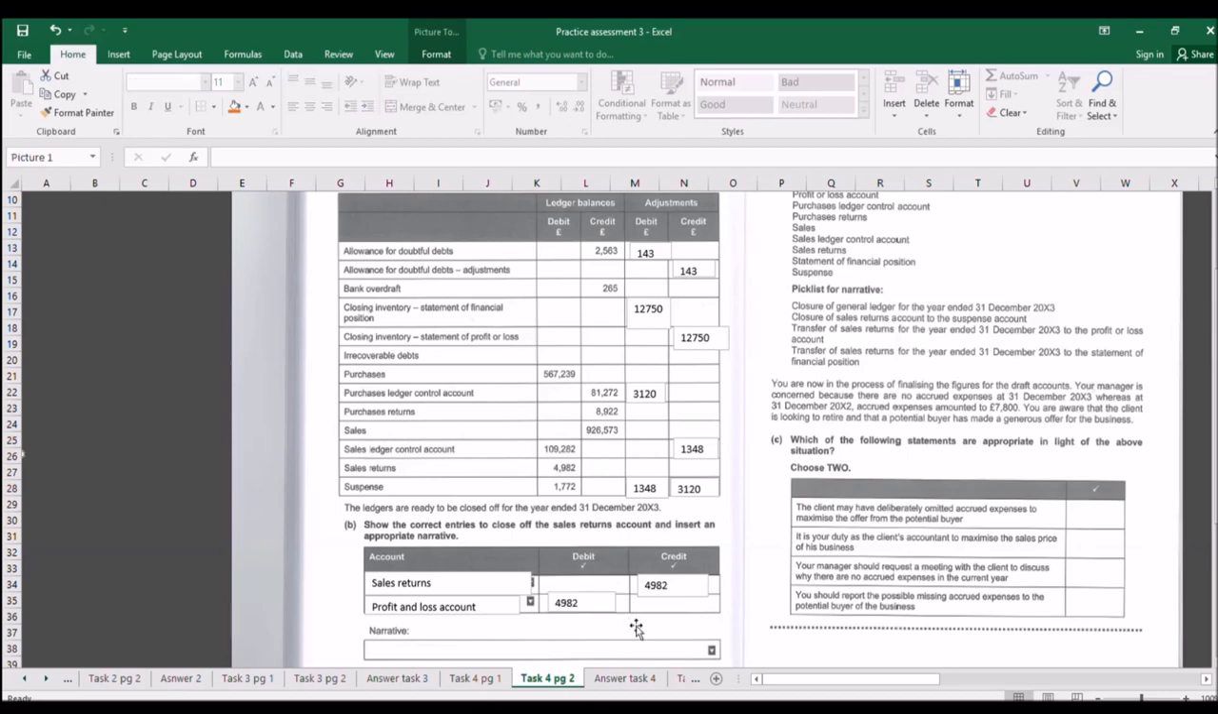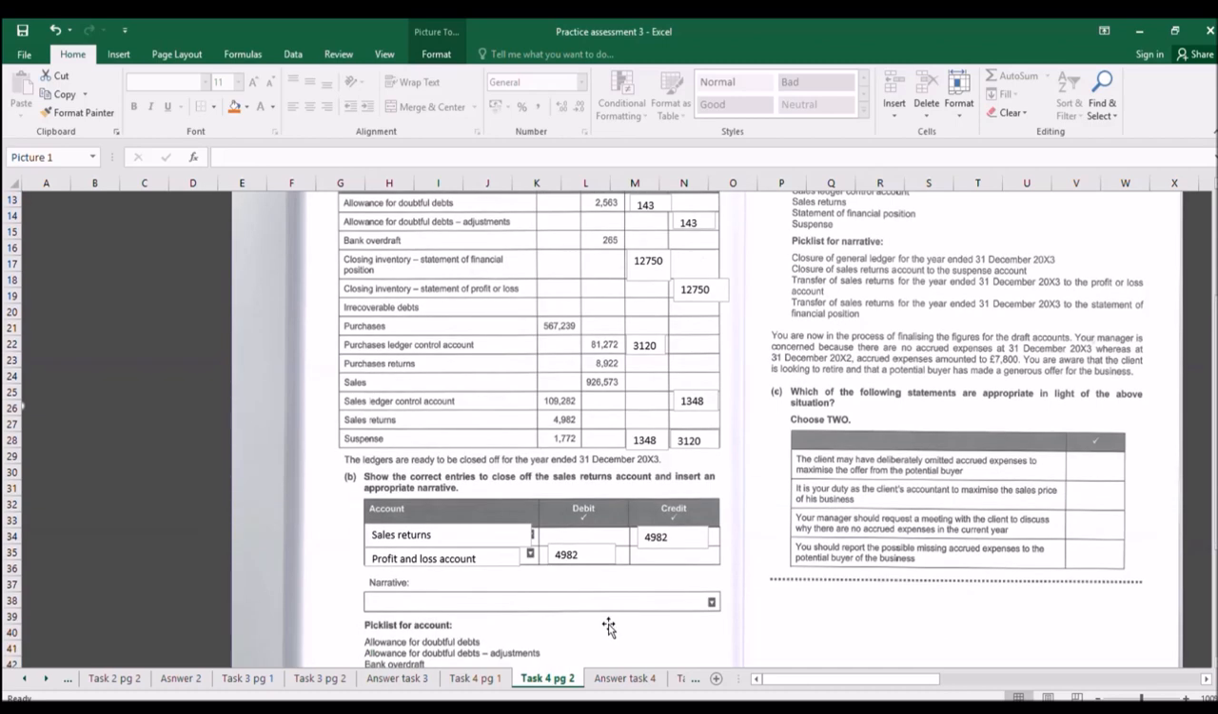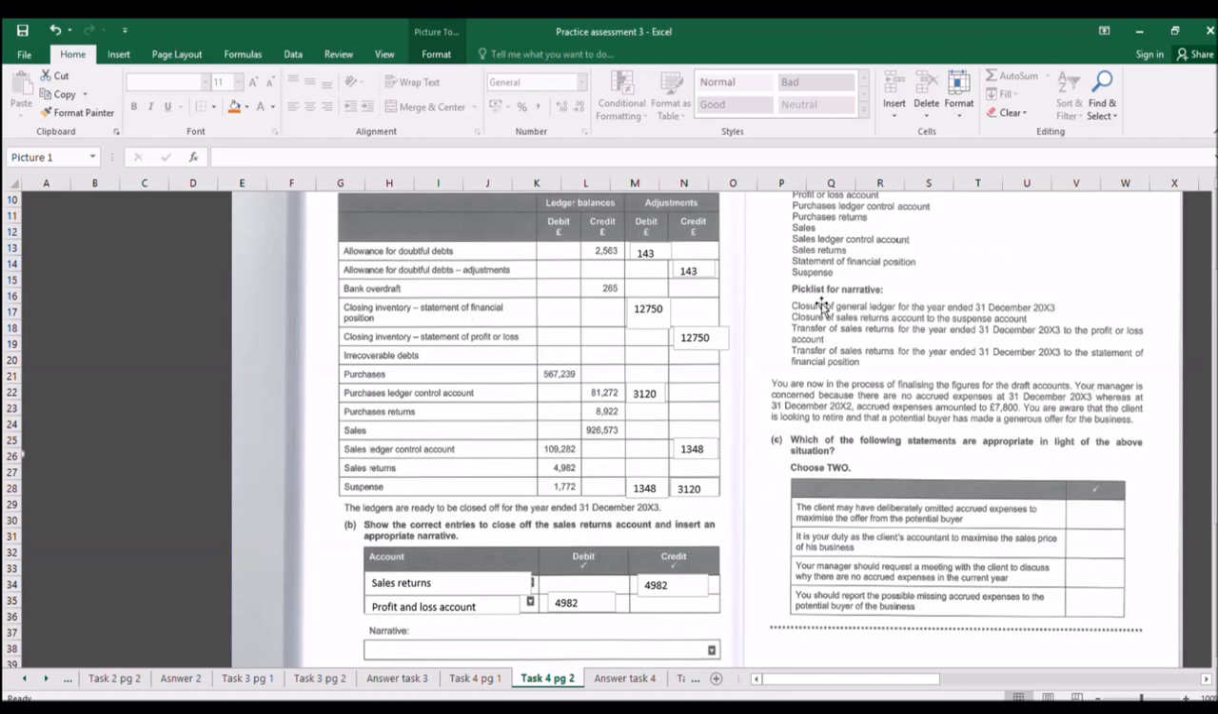So those are our debits and credits for that one. And our narrative is going to be something like, closure of the general ledger for 31st of December 2013. It's not a bad one. Closure of the sales return account to the suspense account. That's definitely not it. Transfer sales returns to the profit and loss account. That's the better one. We'll go for that one.